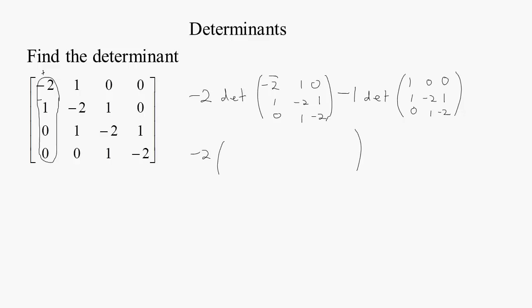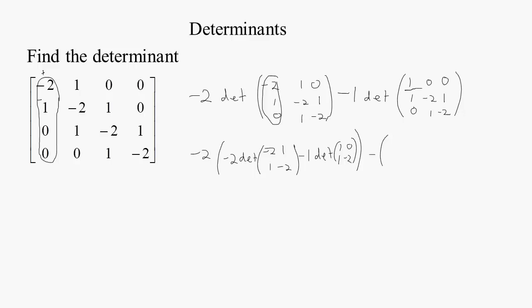For this first one, let me expand along this first column. So I'll have negative 2 times the determinant of what's left when you cross out the row and column that the negative 2 is in. So negative 2, 1, 1, negative 2. The 1 is in a negative position. Remember, the checkerboard is plus at the top left, so this is in a negative position, so flip its sign. And you have times the determinant of 1, 0, 1, negative 2.